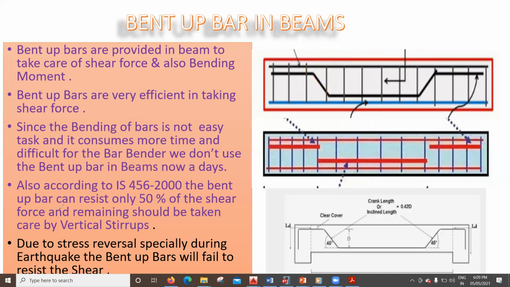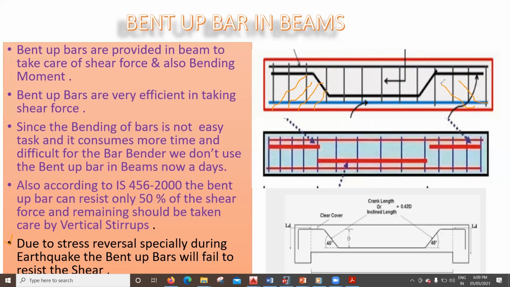Second is from the technical point of view: during stress reversal, especially during an earthquake, the bent up bars will fail to resist the shear. First we'll understand how the shear force acts. Whenever shear force comes, it comes at a 45-degree angle near the support. These are the cracks, in this way near the support the cracks are going to form.